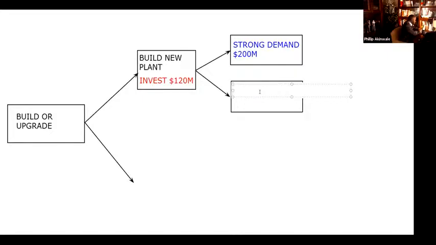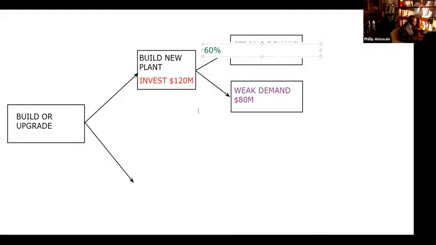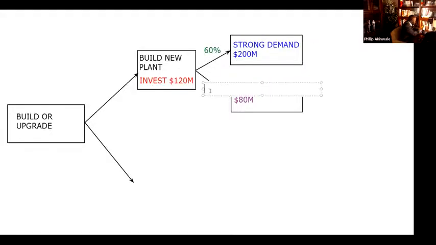So if we look at the weak demand, the revenue is significantly less and it's only 80 million. And taking a look at the numbers that we've got, 60% here, 60% of occurrence, 60% chance that could happen. And then for this one, we've got a 40% chance.